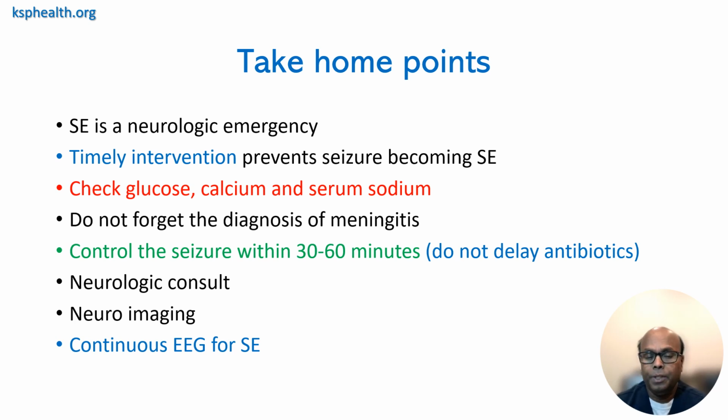So, take-home points. Status epilepticus is a neurologic emergency, so timely intervention prevents seizures from becoming status. Check glucose, calcium, and serum sodium. Do not forget the diagnosis of meningitis. If meningitis is suspected, do not delay antibiotics. Go ahead and give the antibiotics even without any test result. Control the seizure within 30 to 60 minutes. Get a neurologic consult. Get appropriate neuroimaging at the appropriate time. And continuous EEG for status is a must.